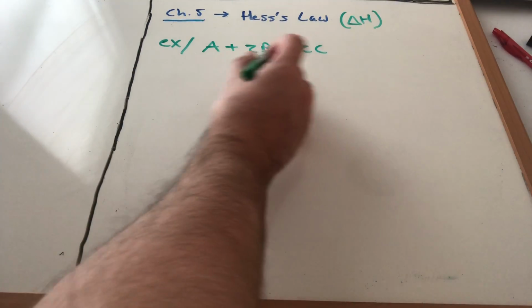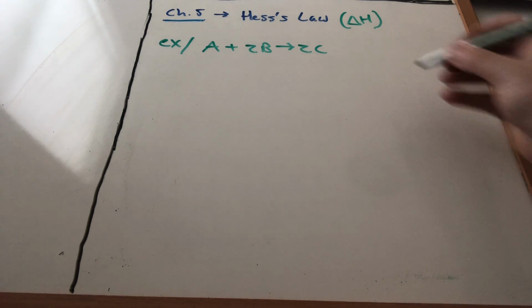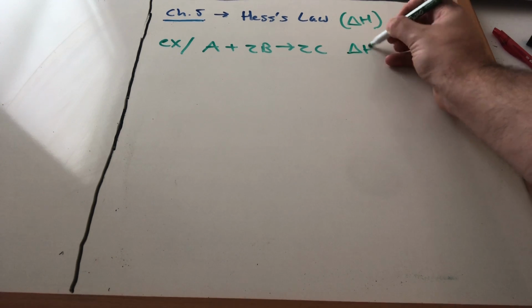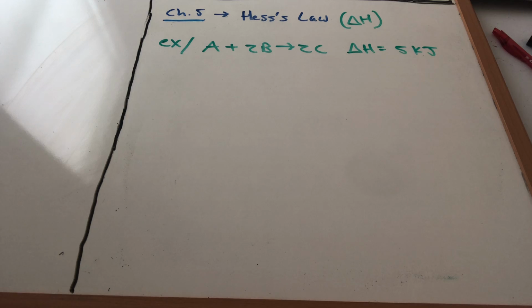So these are stand-ins for molecules or atoms. They're just stand-ins for anything, okay? They're placeholders for us to do this example. Let's say that we have this endothermic reaction, and associated with this reaction is a delta H that's 5 kilojoules.